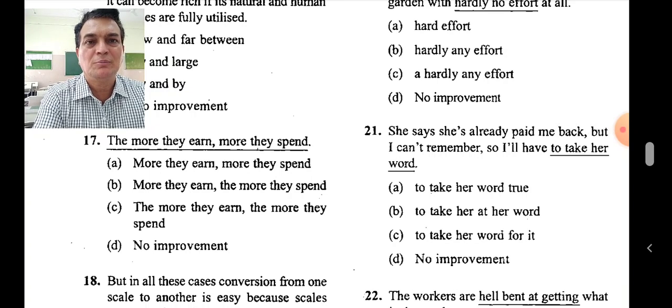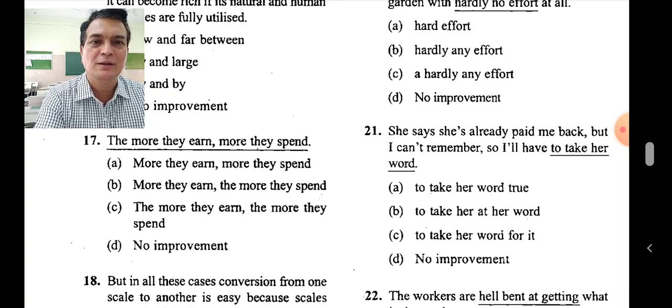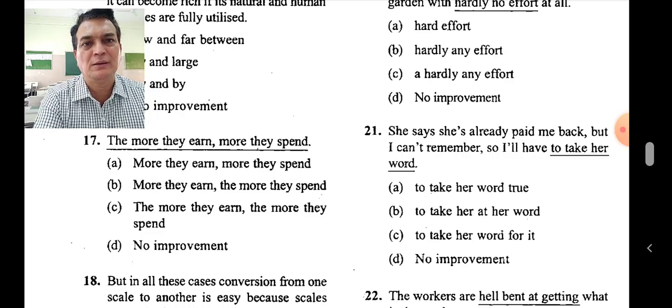Seventeenth one, the more they earn, the more they spend. So these are the options: the more they earn, the more they spend. No improvement.